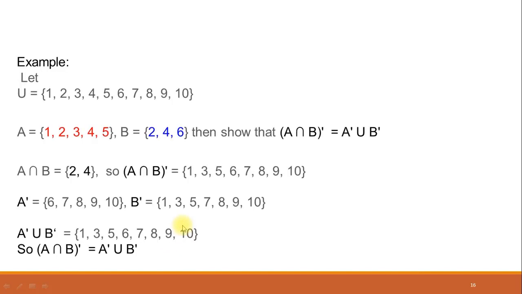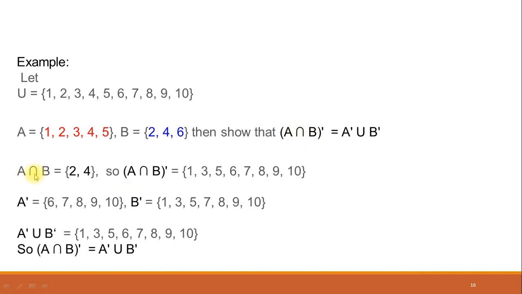Now let's move on to an example to prove the second law. Let the universal set contain the elements 1, 2, 3, 4, 5, 6 up to 10, and A is another set containing the elements 1, 2, 3, 4 and 5. B is another set containing the elements 2, 4 and 6. Then we want to show De Morgan's second law, (A intersection B) whole complement is equal to A complement union B complement. For the proof, consider the left hand side.